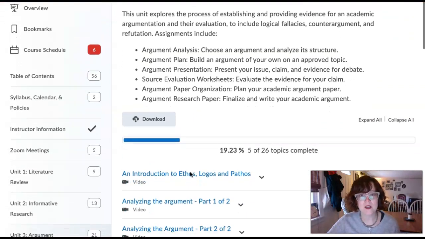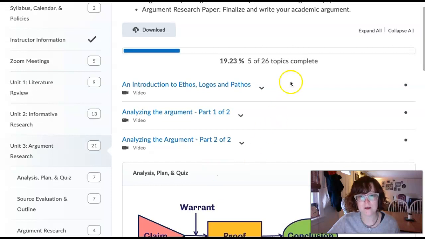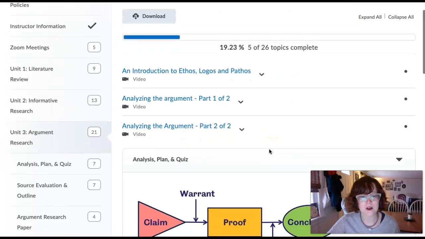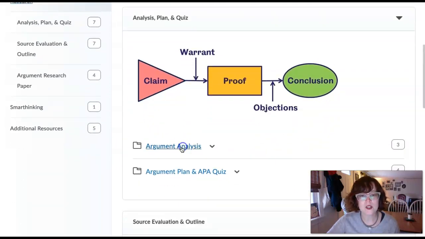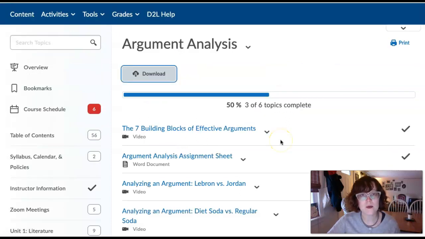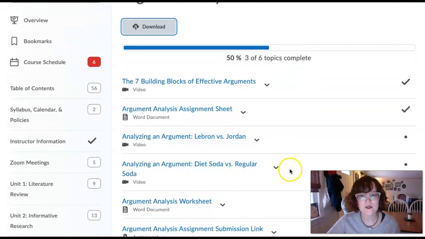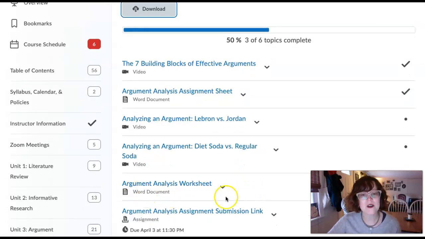So I'm here in Unit 3, Argument Research, and there are a couple of videos that you can watch to get some background on argument. But what you should do for this assignment is come into Argument Analysis, where you'll find the two videos that you're analyzing for this assignment. So you either choose LeBron versus Jordan or diet soda versus regular soda, and then you complete the argument analysis worksheet.